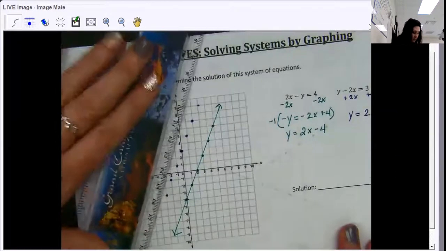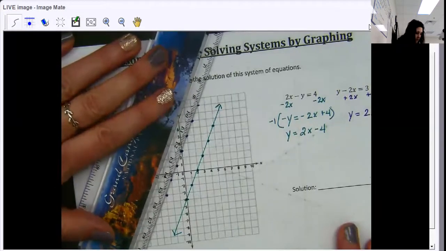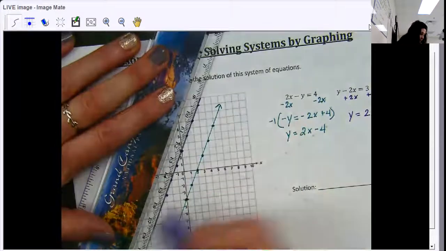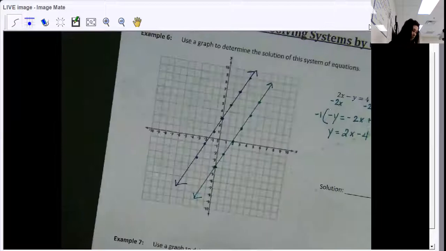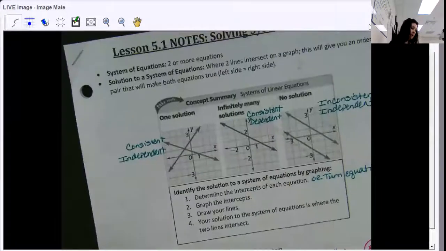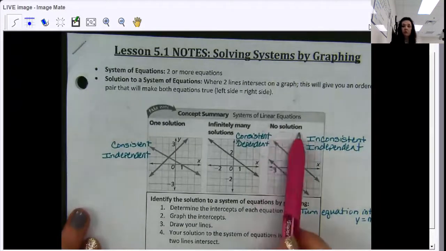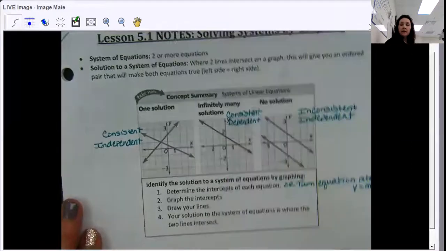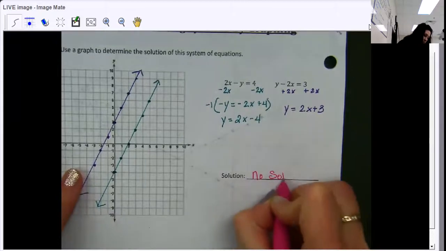I do plot a lot of points too. You don't have to plot that many. Sometimes I plot a lot of points just to make sure that at some point they'll intersect. Okay, now if you remember from the front, I'll flip back over there again. Anytime your lines are parallel, there is no solution. Why? Because those lines will never intersect. Okay, so we'll just put no solution here.